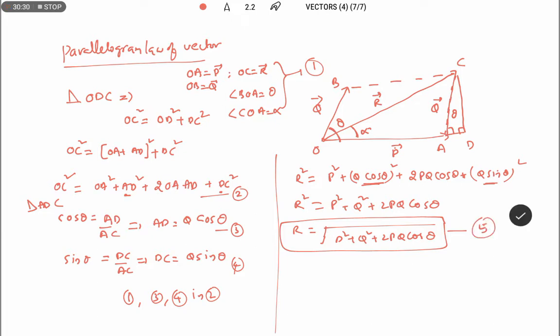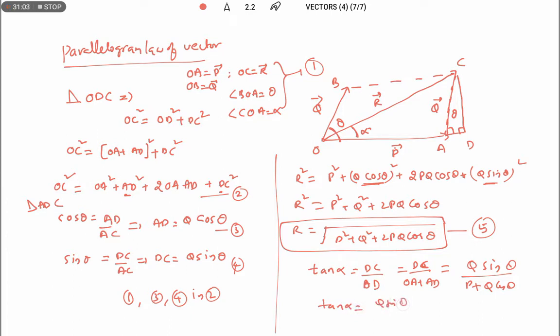And we know that definitely it should have direction. So what is the direction? Direction of vector: tan alpha is equals to DC by OD, so DC by OA plus AD. What is DC value? DC equals Q sin theta, and the rest will be P plus Q cos theta. So tan alpha equals Q sin theta by P plus Q cos theta.